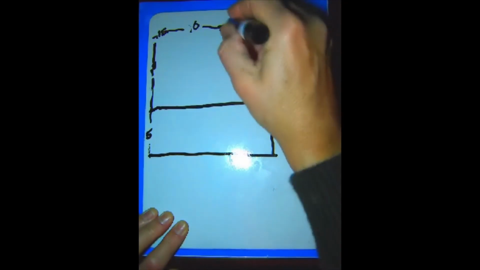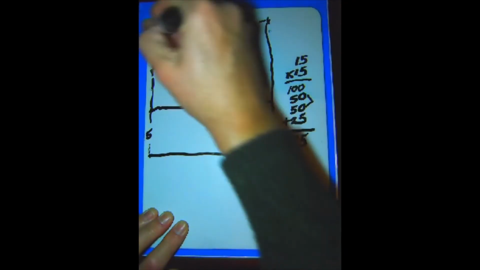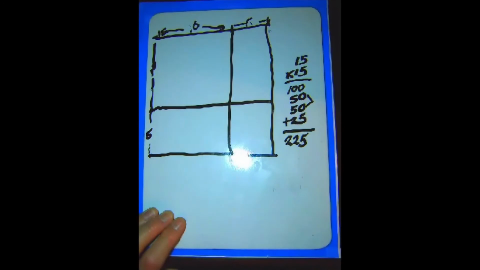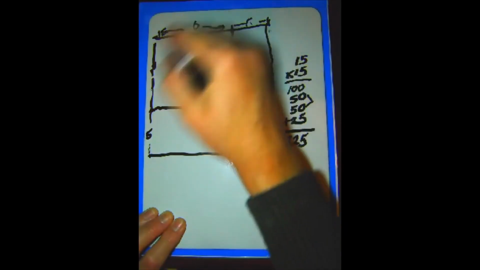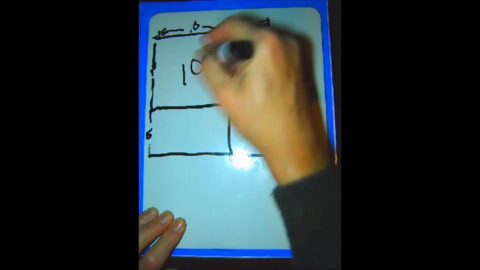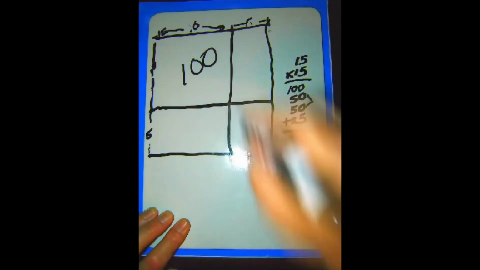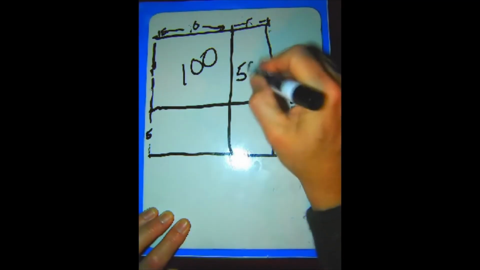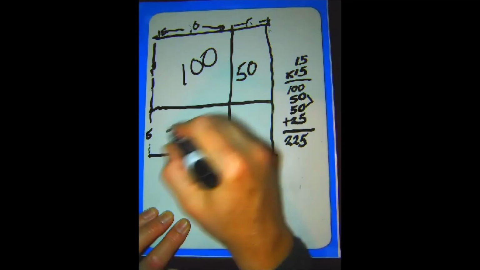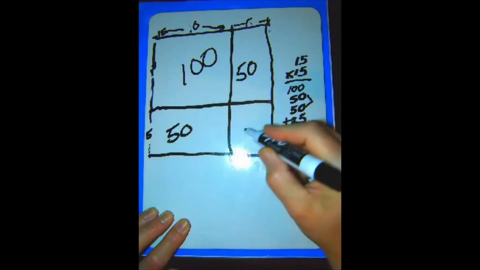And what you'll see is that we have 4 distinct sections. This is 10 times 10, so there's my 100. Here is my 5 times 10, there's my 50. Here is an additional 50, and here's that little 25 piece in the corner.